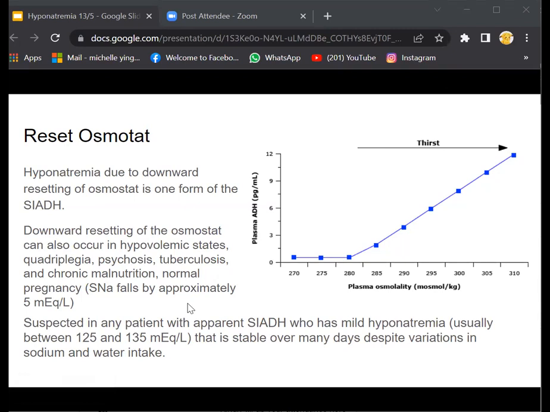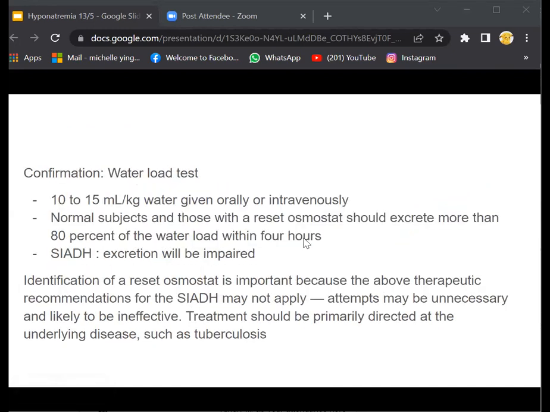So if you suspect this in a patient with confirmed SIADH, but it cannot be corrected with any sodium or water intake, and fluid restriction is also not working, then we can confirm with a water load test. In this test, you give 10 to 15 ml per kilo of water orally or intravenously. Normal subjects or those with a reset osmostat should excrete more than 80% of the water load within 4 hours, whereas in SIADH patients the excretion will be impaired.